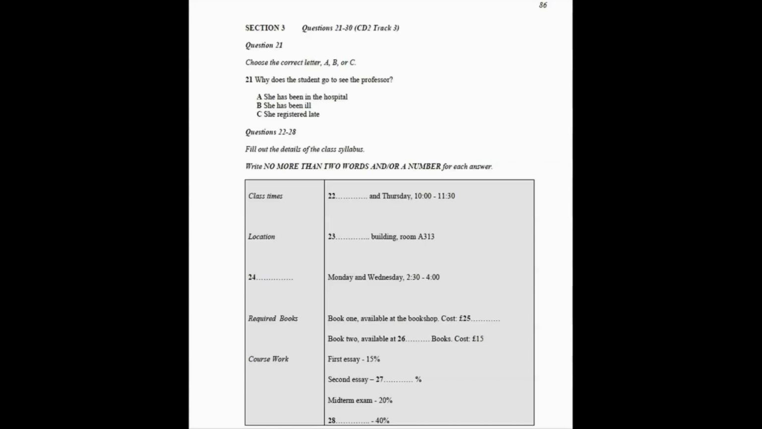Now turn to section 3. Take some time to look at questions 21 to 26.